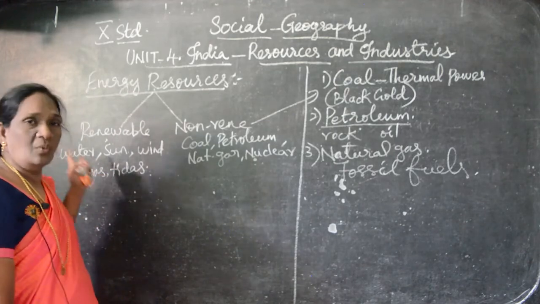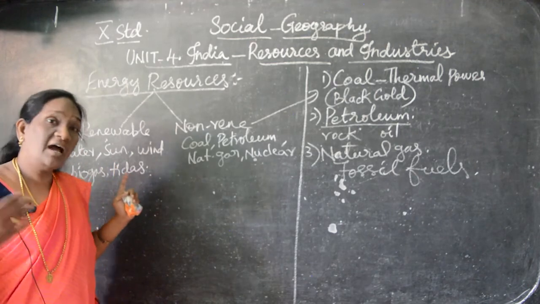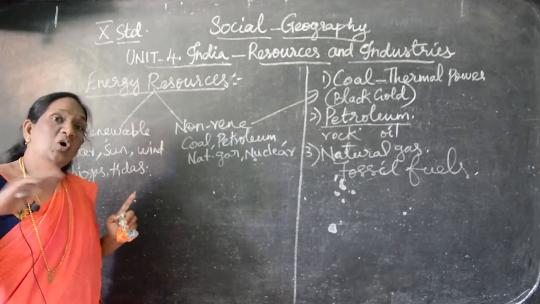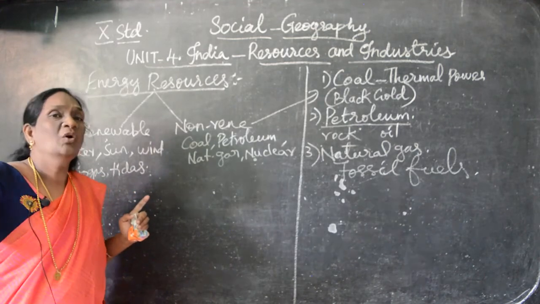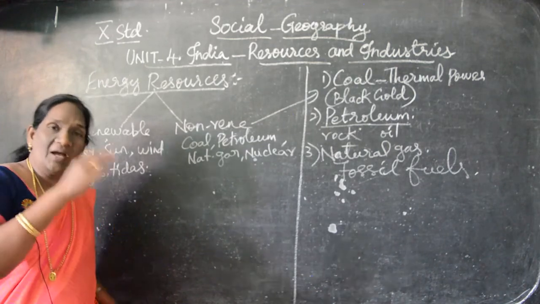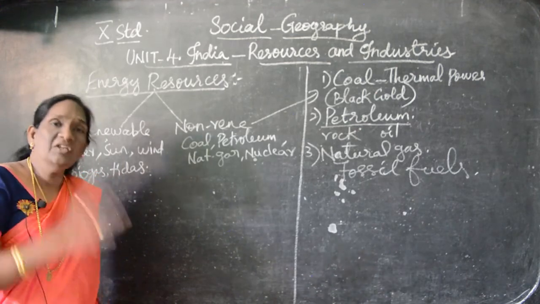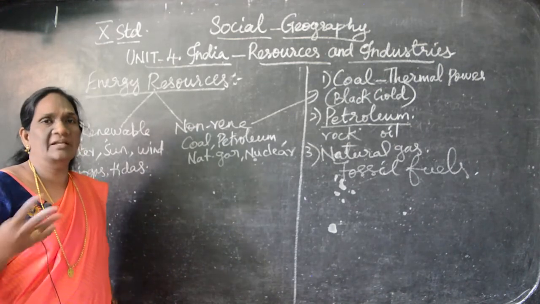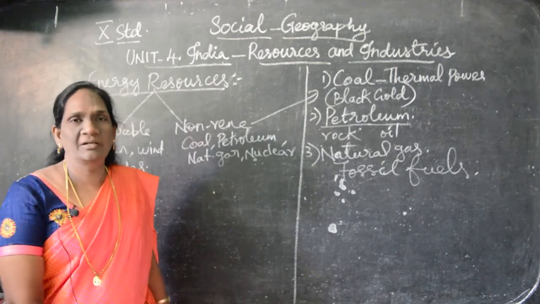Renewable, for example, water, from water we are taking electricity, that is hydro energy. Then from the sun we take solar energy. Okay, wind, from the wind in the atmosphere we take wind energy. Can you follow? Then wave energy, tidal energy, biomass energy, they are all called renewable resources. If we utilize, if we use them repeatedly, we can get these resources. In the next class I'll explain about these renewable energy resources.